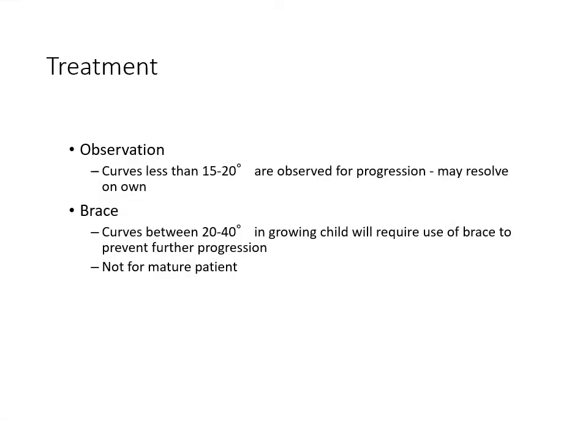So how do you treat them? If the curve is less than 15 to 20 degrees, you are just observing for progression and it may resolve by its own. And the brace is, if the curve is between 20 and 40 degrees, in a growing child will require use of a brace to prevent further progression, because as the child is growing during the pubertal stage, the curve may get worsened. So in order to avoid that, you're using the brace. And brace cannot be used for a mature patient.